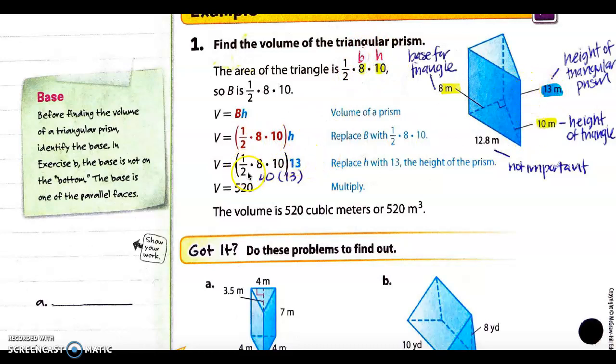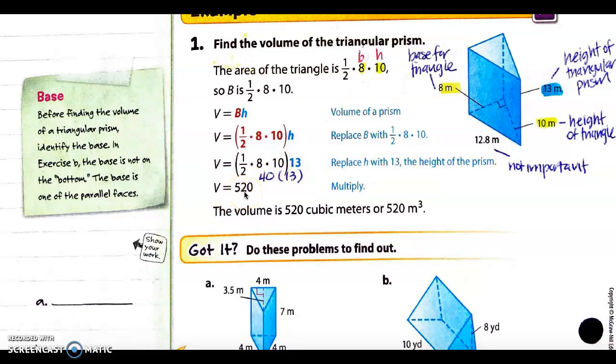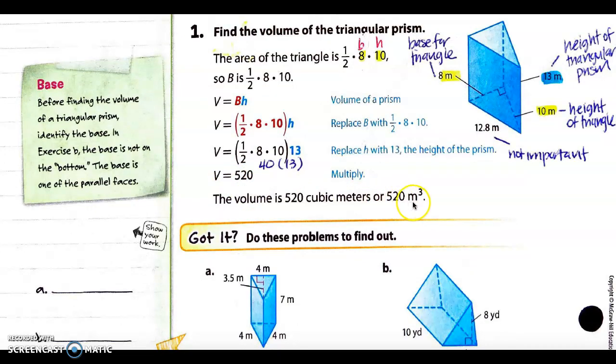So I noticed that 1/2 times 8 times 10 will give me 40. And then 40 times 13 will give me 520. Now, since I'm working with volume, I have to remember to say volume is cubed, right? So, 520 meters cubed. So do not forget to cube it right over here. Or you could just call it cubic meters as well.